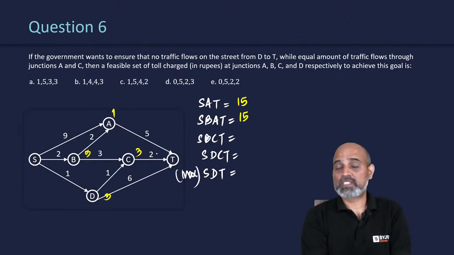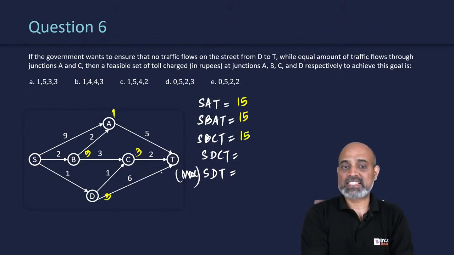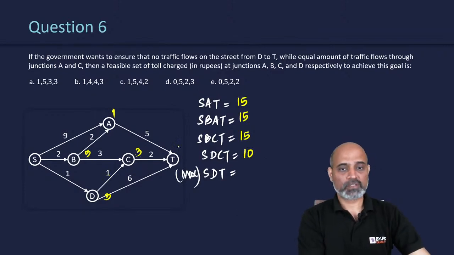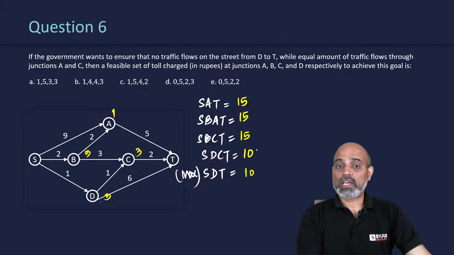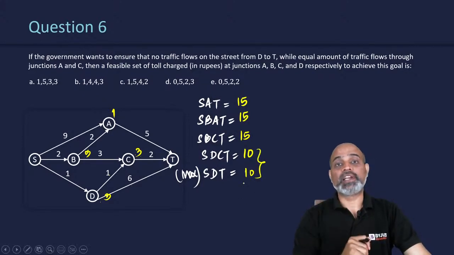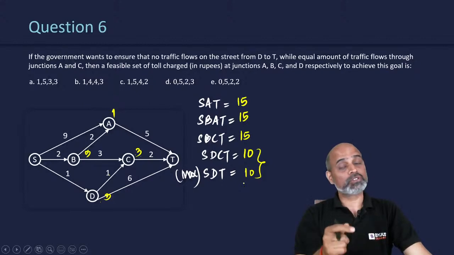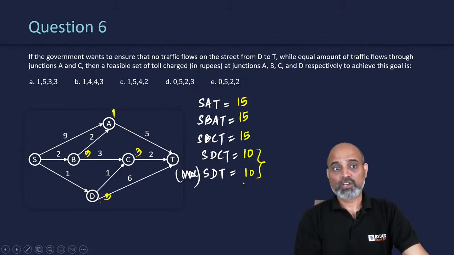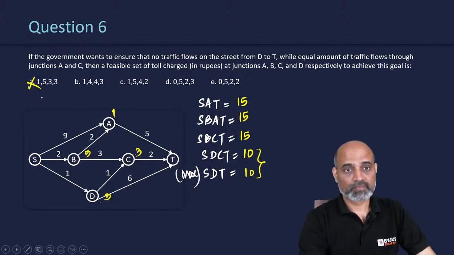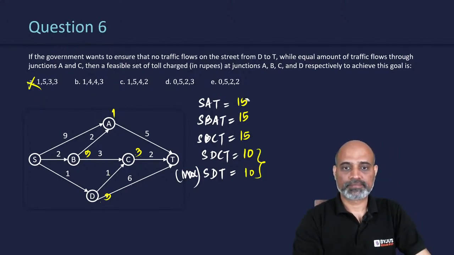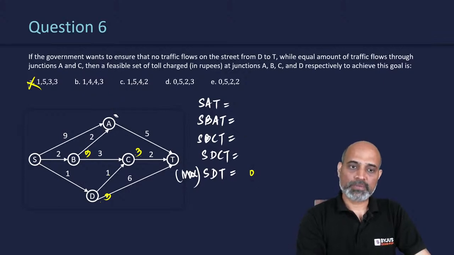SBCT cost will be 2 plus 3 plus 2, which is 7. 7 plus 3 is 10. 10 plus 5 is 15. SDCT cost will be 1 plus 3, 4, 5. 5 plus 5, 10. And SDT cost will become 1 plus 3 plus 6, which is also going to be 10. Oh, looks like everyone will take these two routes and people will go through SDT because this route is among the cheapest. So this is not our answer, right? Okay. Let's try the next option now.